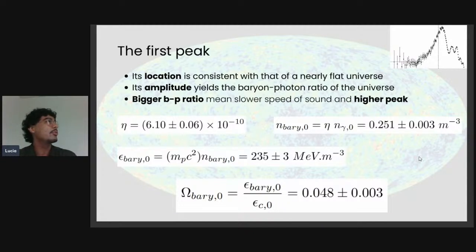So the higher the baryon to photon ratio in this plasma, the slower the sound speed is. So we can take that information about the amplitude of this peak, and this gives us the baryon to photon ratio. And with that, we can calculate the number density of the baryons today in the universe, with the radiation number density of the universe today, and we get this number. And with the number density of baryons, we can take the energy density of baryons today to be this, and with this number, we can calculate the baryonic parameter today, that is 0.048 plus or minus this error. That is exactly the same baryonic parameter that was calculated in the beginning. If you remember, it's exactly this, 0.048.